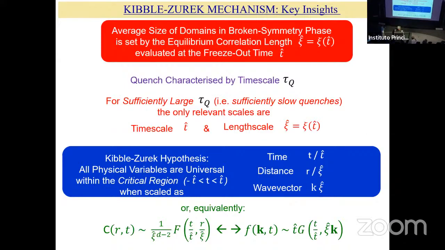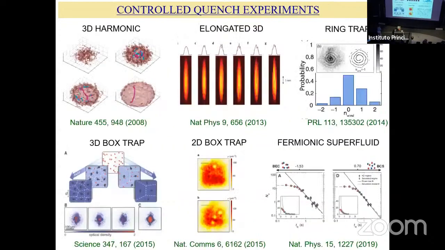You can scale time to t hat, and distance and wave vector to psi hat or psi hat to the minus one, or you can write that as some kind of scaling of the correlation functions, if you like. It's basically the same thing. These are the characteristic time and length scales, and this is how the correlation functions scale.